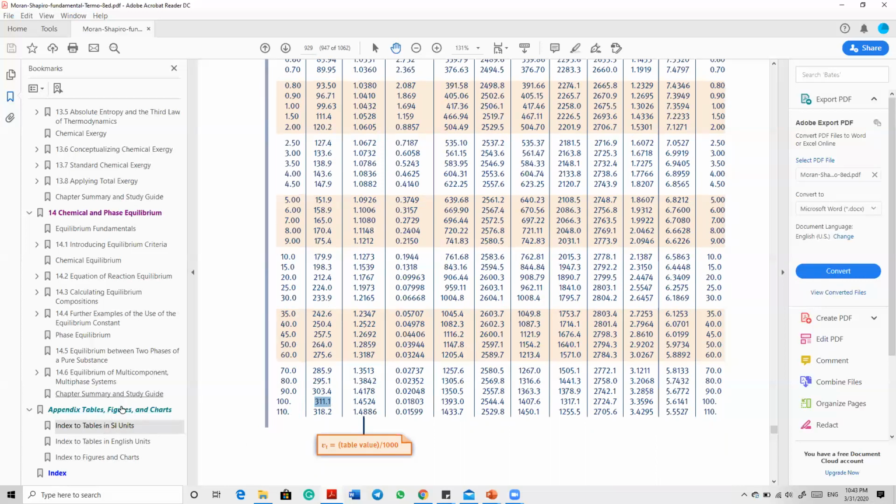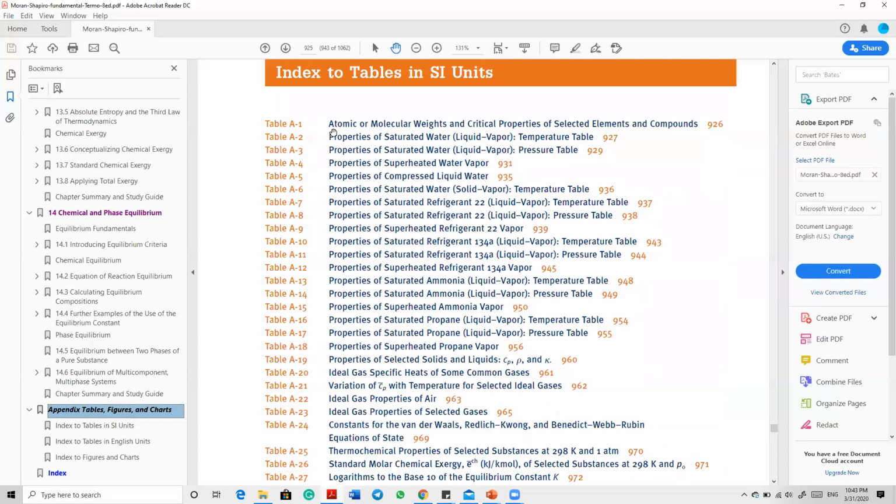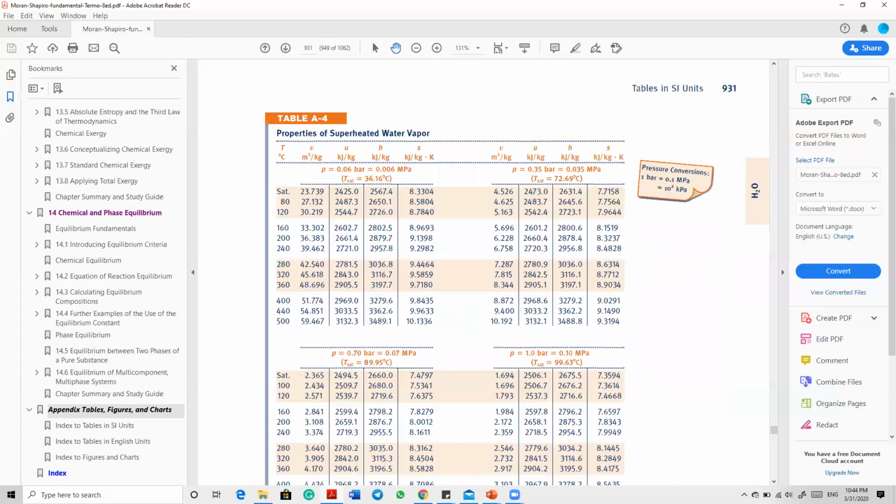Okay, let me go back to the appendix and check for the superheated water tables. Here is properties of superheated water. It is table A4, right? Table A4, page 931. So the next step, I go to 931, superheated water. All right, my pressure, look here.